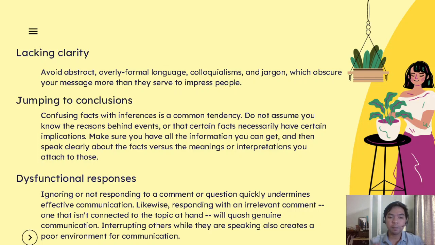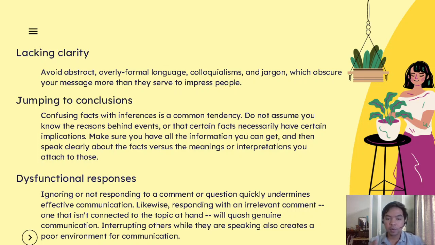Next is we have jumping to conclusion, and I think this is very self-explanatory. It's not okay, or it's a sign of ineffective communication if you automatically jump to conclusion. Make sure that you let the person finish first before jumping to any conclusion. You've gathered all of the information you need, so after gathering all of that information, that's the time you make your conclusion. Next is we have the dysfunctional responses.